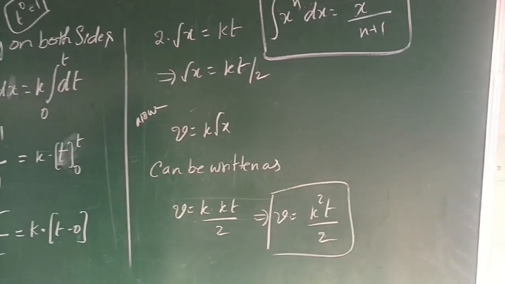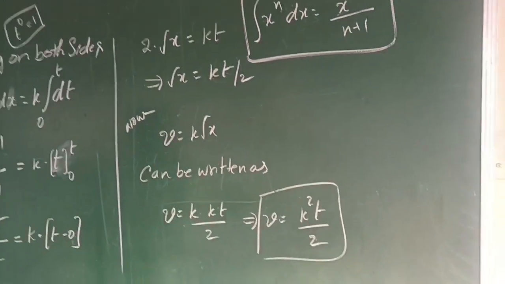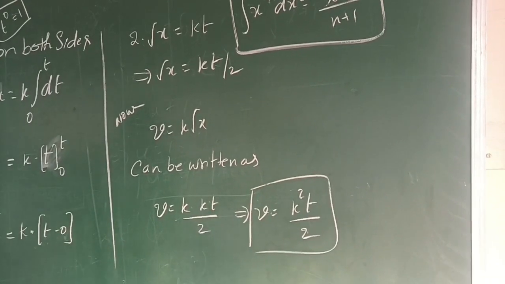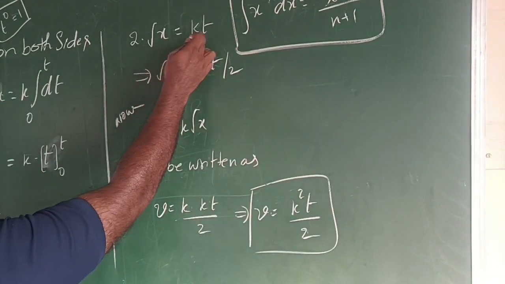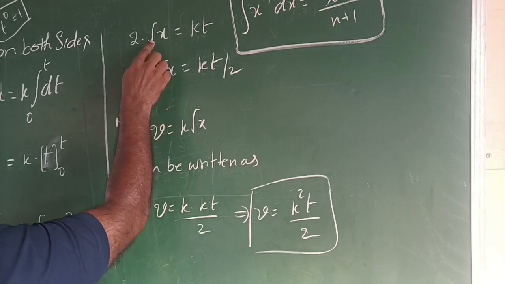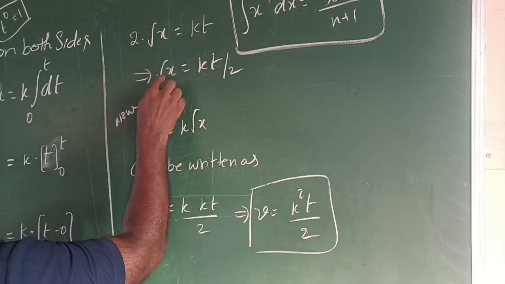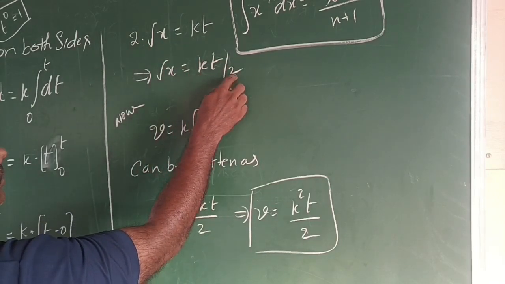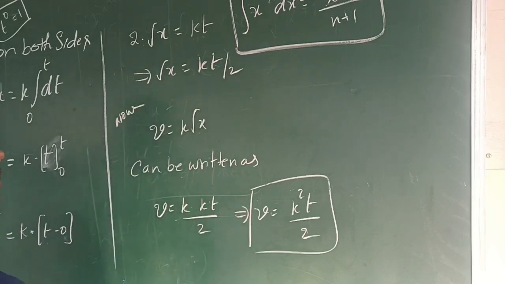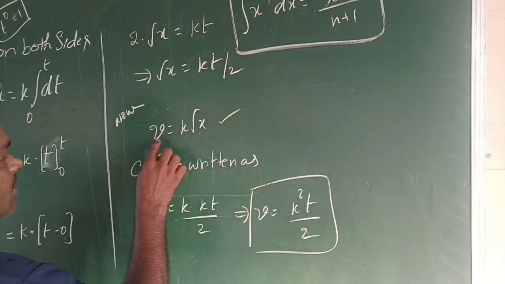Got it? Come on to the last step. 2 into root x is equal to kt, and bring this 2 to the right-hand side. Root x is equal to kt by 2. Now from the given, what is given here?